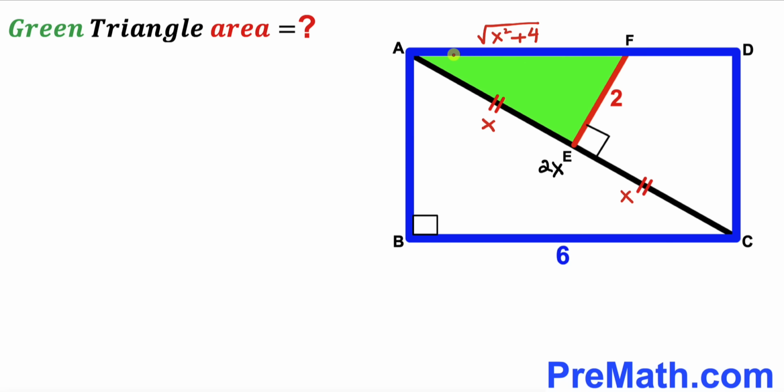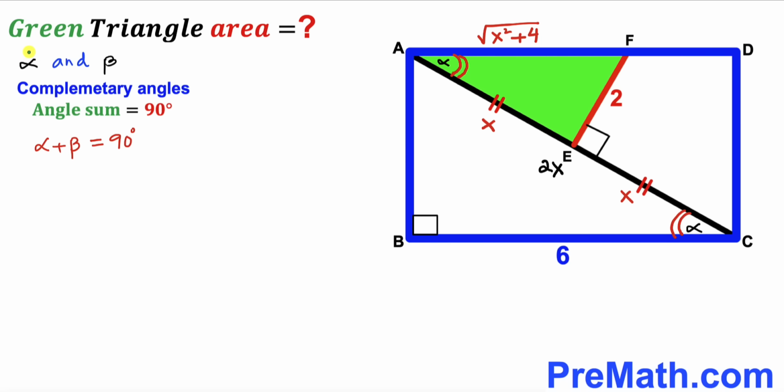And now let's make an observation. We can see that this angle is going to be congruent to this angle. They are alternate angles. If I label this angle alpha, then this angle has got to be alpha as well. And now let's assume alpha and beta are our 2 complementary angles. In other words, the sum of the angles alpha plus beta is going to be equal to 90 degrees. So therefore, in this green shaded triangle AEF, we know this angle is alpha, this angle is 90 degrees. So therefore, this angle has got to be our angle beta.